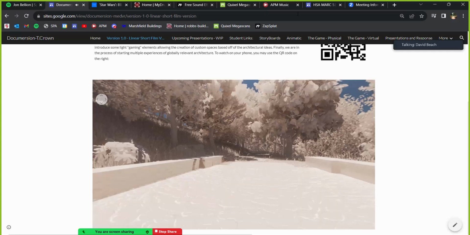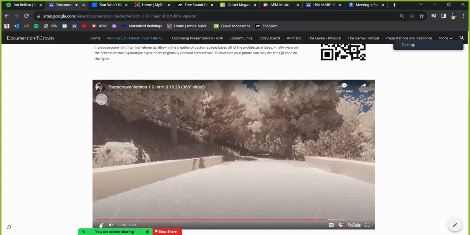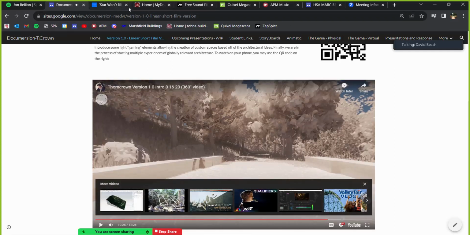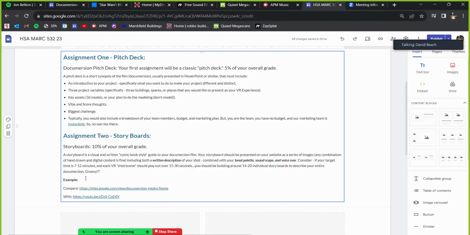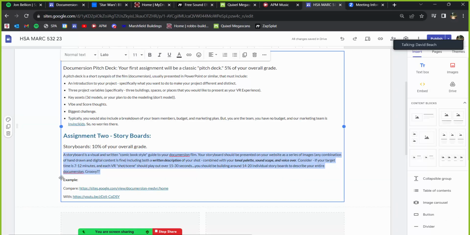Okay, so if we go back, pause this. If we go back and look at the assignment, there's a couple of important things that I have listed. First of all, it's 10% of your grade. That's an important thing, right? A storyboard is a visual, written, comic book style guide to your DocImmersion frame. Your storyboard should be presented on your website as a series of images. Any combination of hand-drawn and digital is totally fine. These could be totally hand-drawn. They could be totally digital.